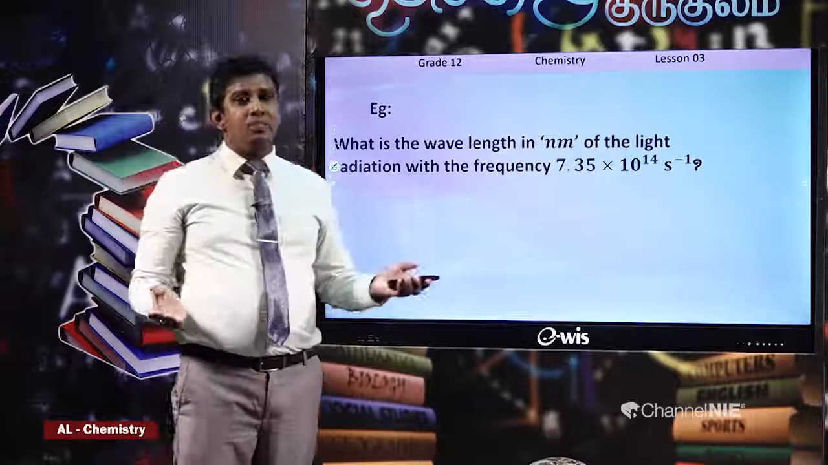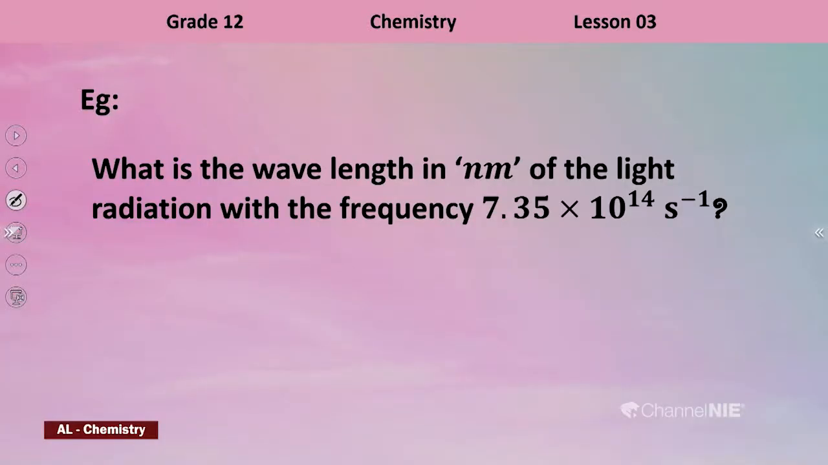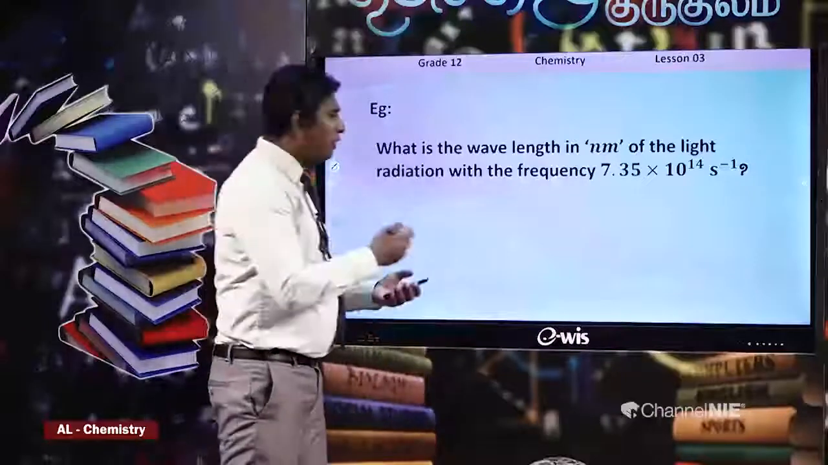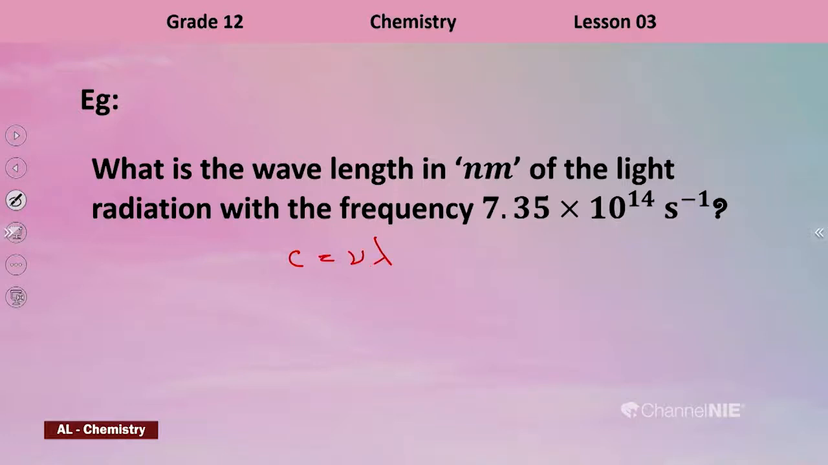Students, here we have an example question asking what is the wavelength in nanometers of the light radiation with the frequency 7.35 into 10 to the power 14. Okay. So it's the same equation we could use here as well. It's C equals nu lambda. Students, this time they are providing us the nu. It's 7.35 into 10 to the power 14, with the units per second.